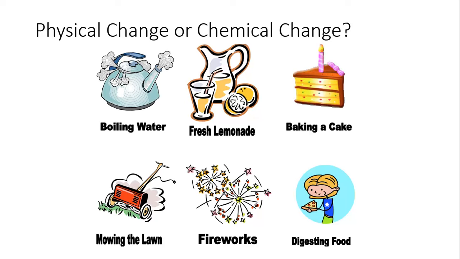So physical change or chemical change. Is the boiling water physical or chemical? Is it a physical change or a chemical change? Boiling water is a physical change. Fresh lemonade, a physical change. Baking a cake. Think about what you start with. It is a chemical change. Mowing the lawn. That is a physical change. Fireworks. Chemical change. Digesting food. A chemical change.